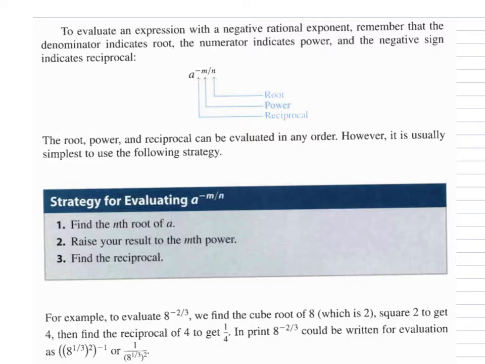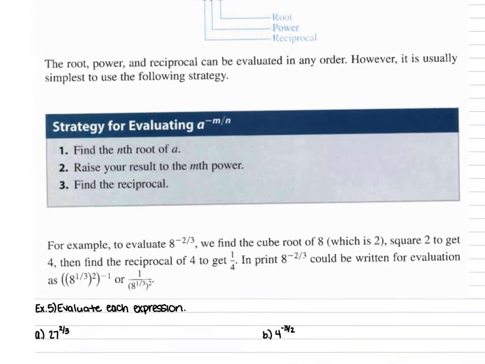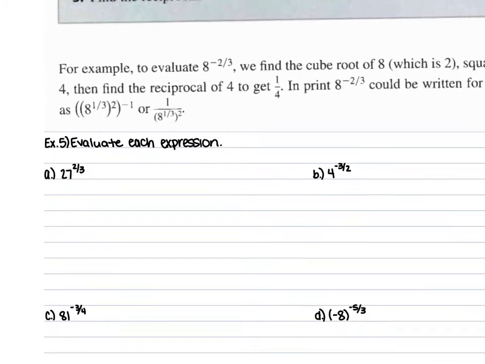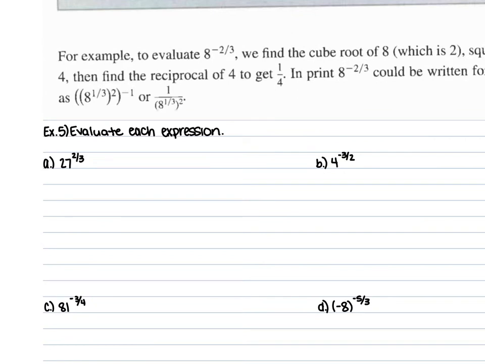The next part of our lesson goes over evaluating negative exponents. When we're working with negative exponents or negative powers, we just have to take the reciprocal of the term that it's attached to and then simplify from there. So if we look at example 5, we're just evaluating each expression. For A, we're given 27 to the power of 2/3. Remember, we said that power, that fraction, the numerator is your power that's going to stay on the number. The denominator is your index.